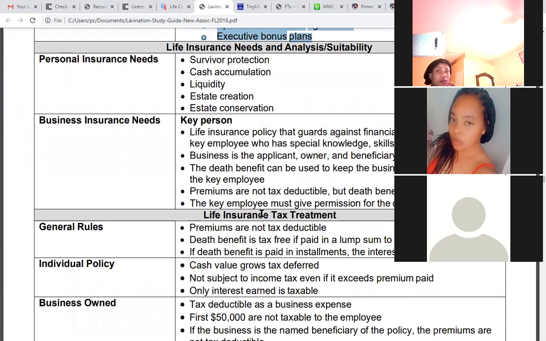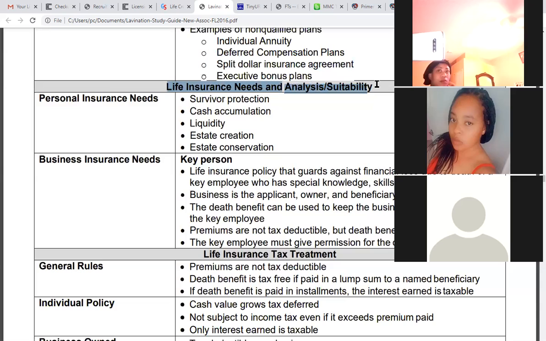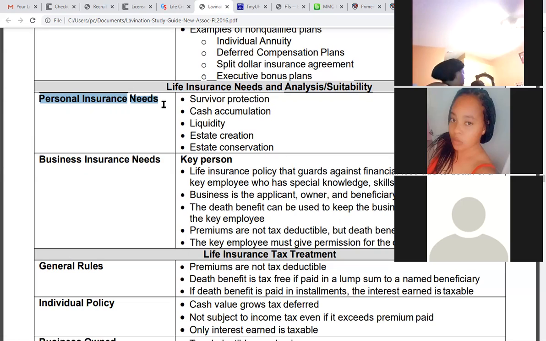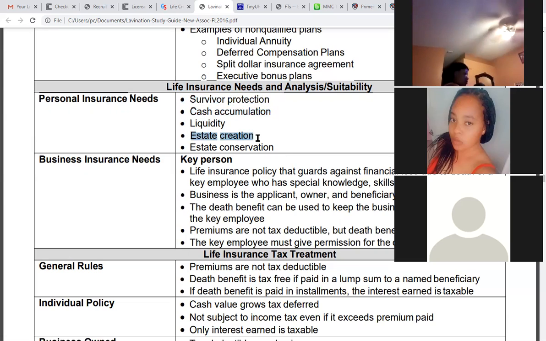I think this is the only part of the section before the next one. Now we're going to talk about life insurance needs and compensation analysis. Why does somebody use life insurance? The number one reason people buy life insurance is personal use. The personal needs for insurance are survival protection, cash accumulation, liquidity, and estate creation and estate conservation. So if a test question says all of the following are personal uses of life insurance, you better take one of these.